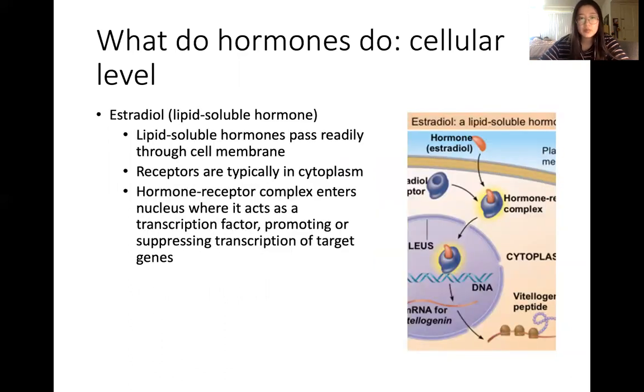For the second example, we're going to look at lipid-soluble hormones, and an example is estradiol. Lipid-soluble hormones pass readily through the cell membrane, which we already covered, and the receptors are usually in the cytoplasm. The hormone-receptor complex enters the nucleus where it acts as a transcription factor. That should be in bold, transcription factor. It promotes or suppresses transcription of target genes.